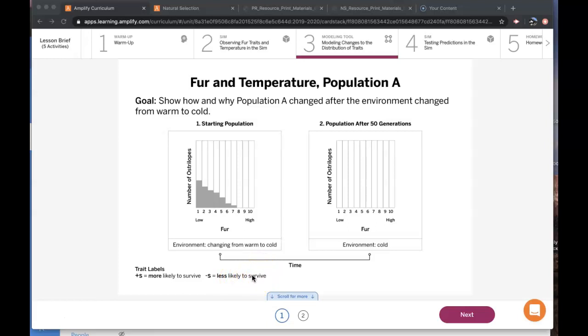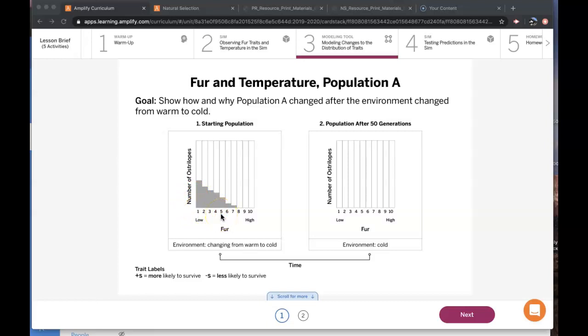So you are going to be adding plus S's and minus S's. In the starting population histogram, we can see that the environment is changing from warm to cold, just like in the previous sim activity. The Australopes that were more likely to survive in that instance were the ones with more fur. And the Australopes that were less likely to survive in the cold environment were the ones with low fur. So the adaptive trait, the one that allowed them to survive, was more fur, and the non-adaptive trait, the one that didn't allow them to survive, was low fur.